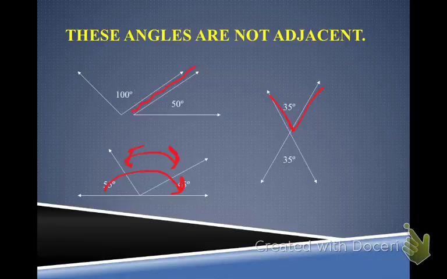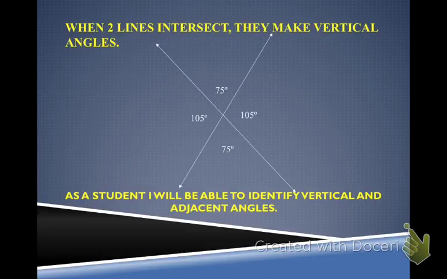So let's move on. Vertical angles, what are they? Well, vertical angles are when two lines intersect. They make vertical angles. So when two lines intersect, they meet at a cross. They're not squiggly lines, they're straight.